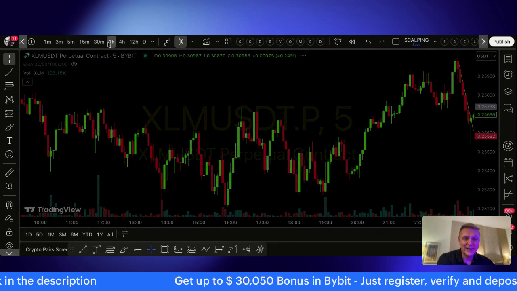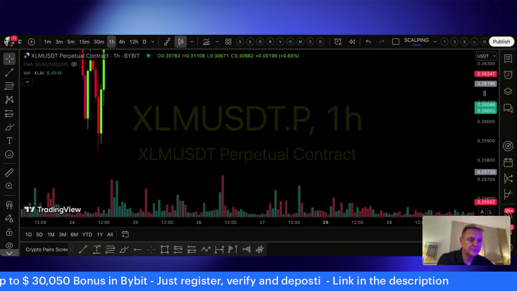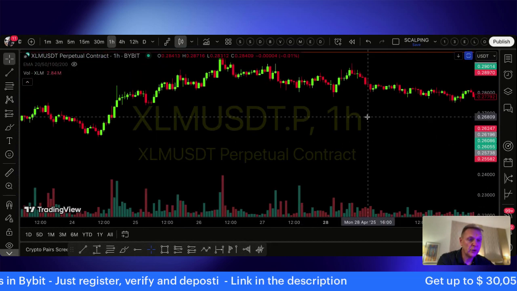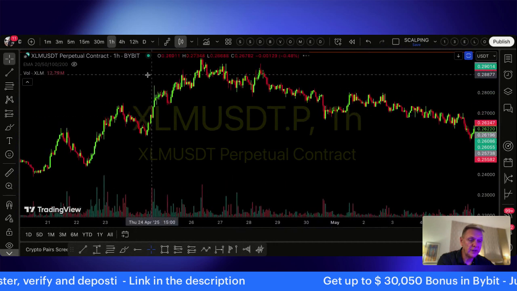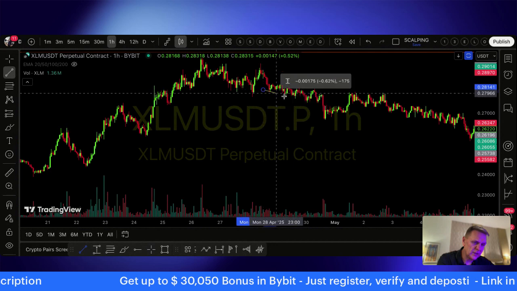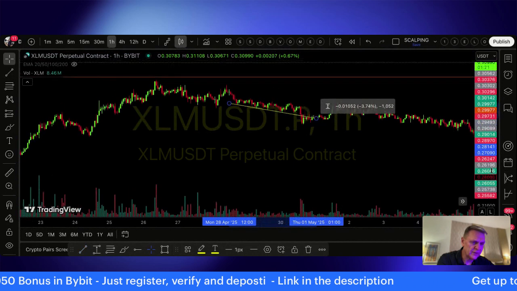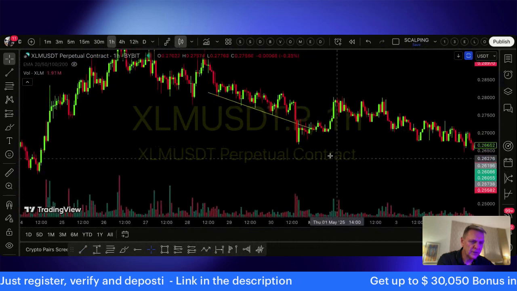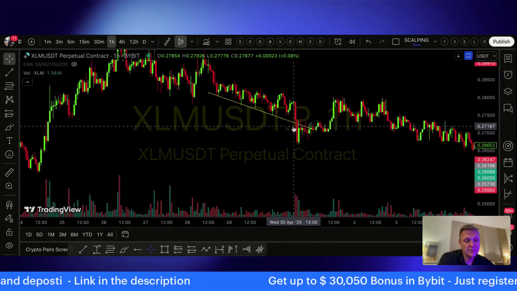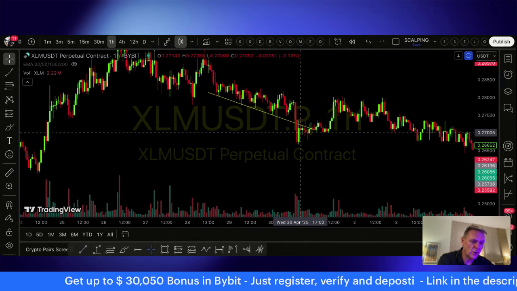You can do this in every time frame. I showed you this in a 5-minute time frame, but you can also do this in, let's say, a 1-minute or 1-hour time frame. Okay, so let's see here. You have a trend line here. You see this trend line breaks, and then you open a short, but always try to preserve your capital. That's the most important thing.